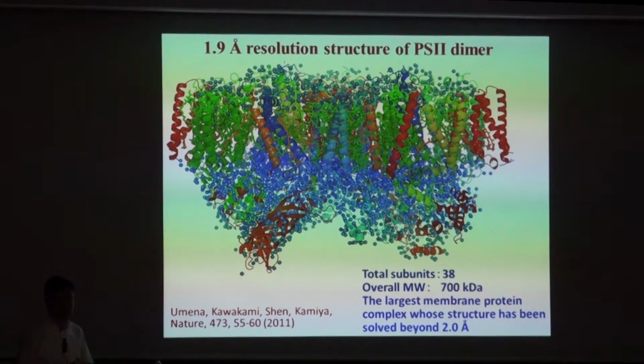In its isolated form, it is a dimer. In the middle, it has an axis dividing the two monomers, on the left side and right side. And each monomer contains 19 subunits. As I mentioned, there are originally 20 subunits, but one small subunit was lost in the crystal. So each monomer contains 19 subunits, and a dimer contains 38 subunits in total. The total molecular weight of the dimer is 700 kilodalton. So this is a very large membrane protein complex.